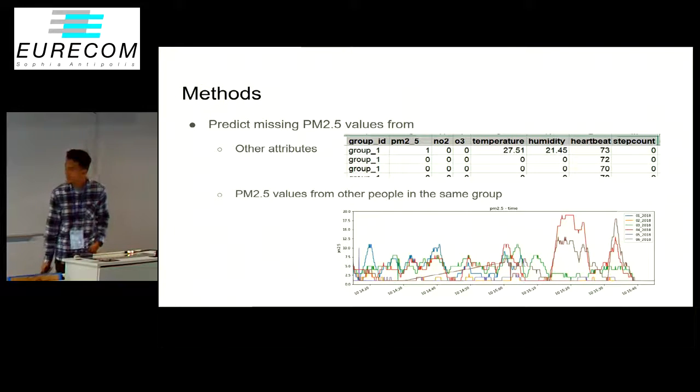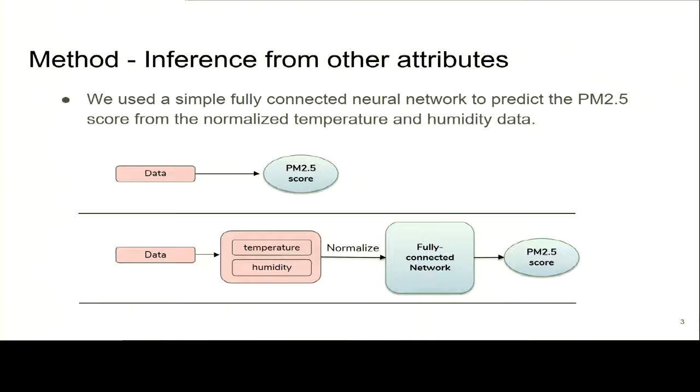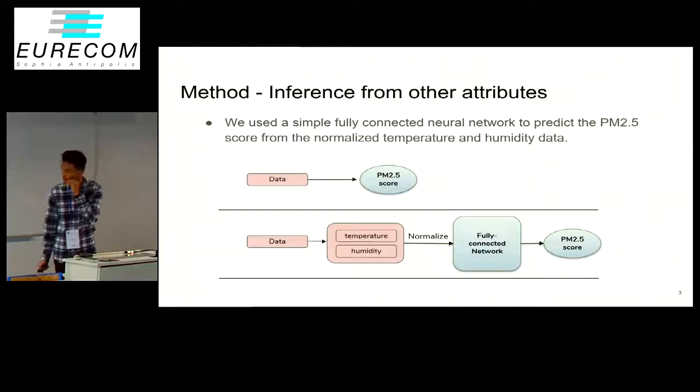The second approach is that they try to use the PM 2.5 values from other people in the same group to infer the missing one. In the second approach, they propose three enhancements to improve the result. So first, here's the model of the first approach.